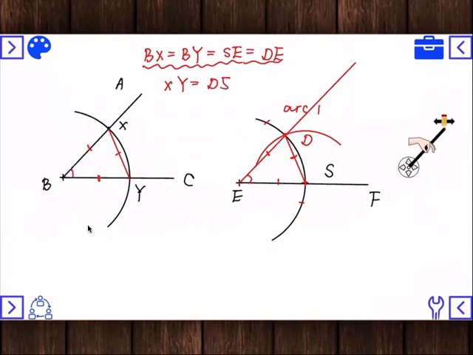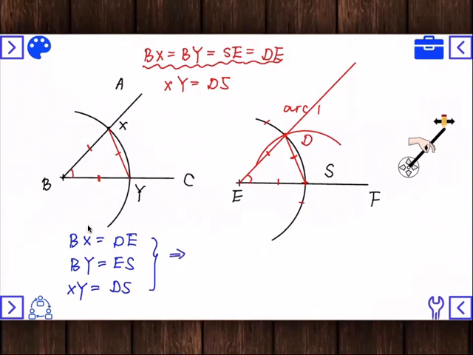So now what do we have? If we organize the information a little bit, we will have BX is equal to DE, right? BY is equal to ES. XY is equal to DS. What does this mean to us?